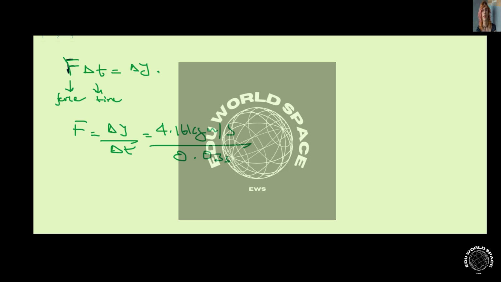And so in this case, we need a calculator for that. We have 4.16 divided by 0.03, and that gives us approximately 138.7 kilogram meters per second squared, which is approximately 140 newtons. So you can see the force involved is 140 newtons.